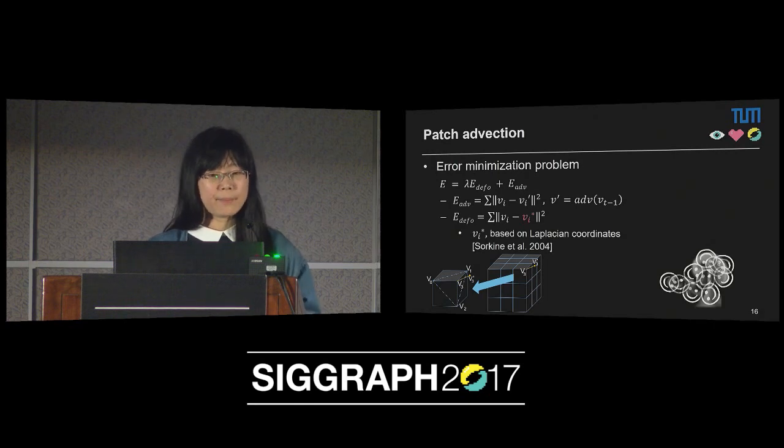Inspired by some mesh deformation approaches, we also calculate our V star according to its neighboring vertices based on Laplacian coordinates. And in this way, we get a squared error form. And then the minimization problem can be solved linearly by taking the derivatives.